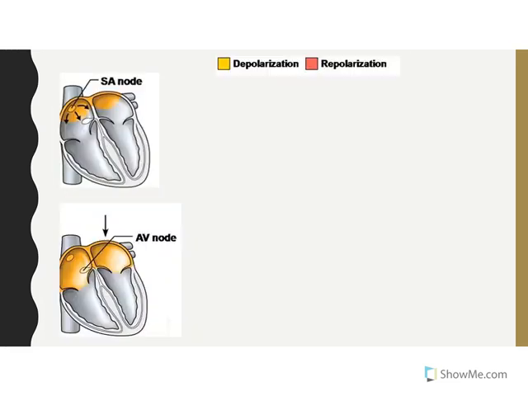So we're going to start up in the SA node, the pacemaker of the heart. It spontaneously fires, generates an action potential, and stimulates atrial muscle near it to depolarize. We'll also get that electrical impulse over to the left atria via the interatrial band. And so what we're going to see on the electrocardiogram, as the atrial muscle depolarizes, is a P wave.